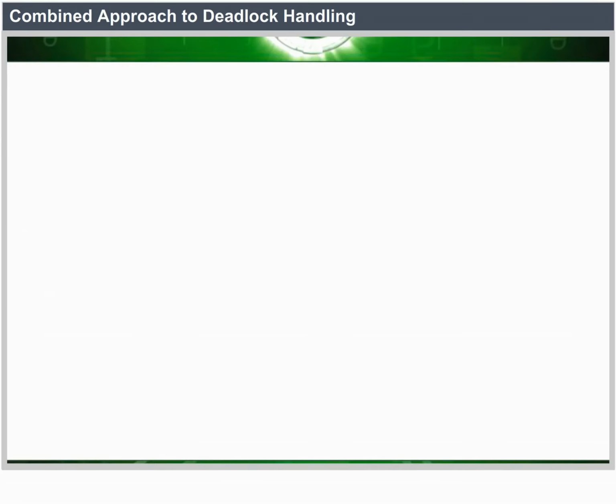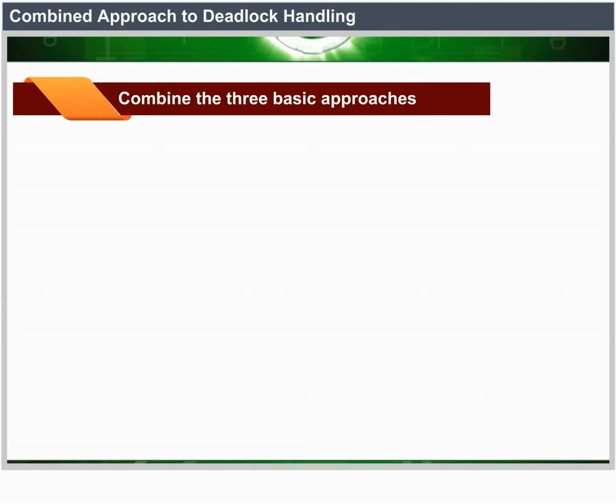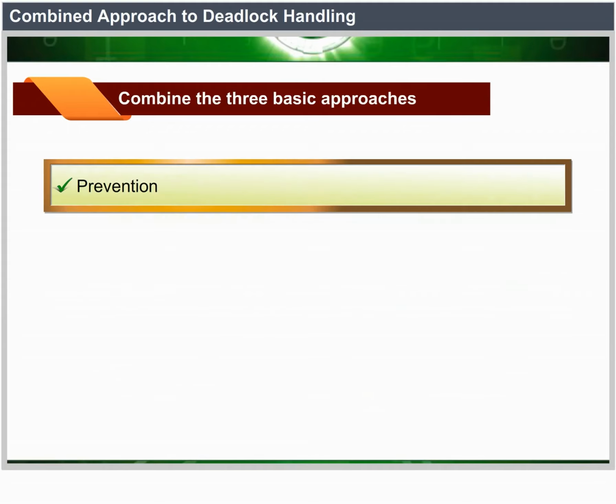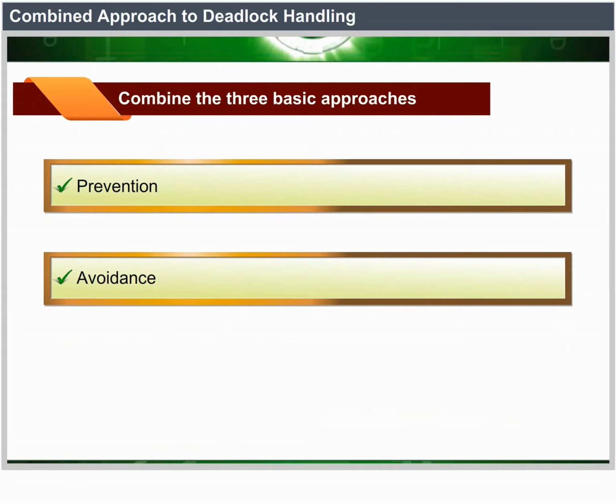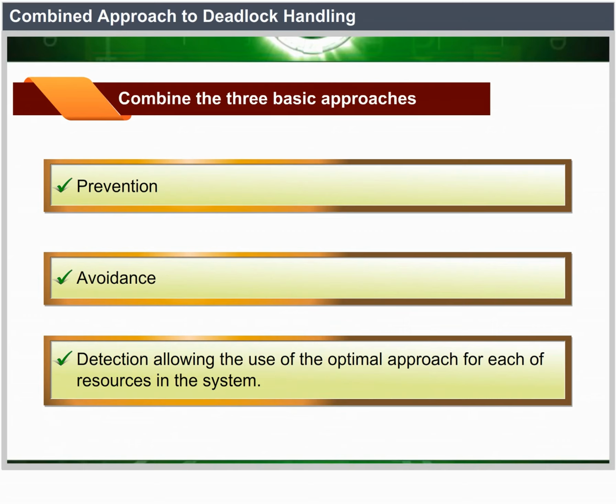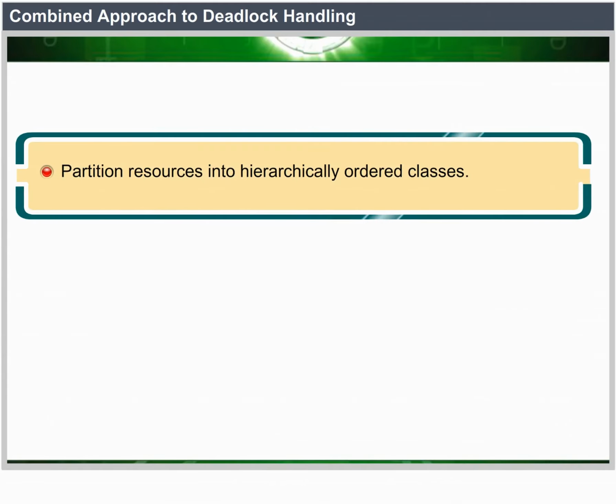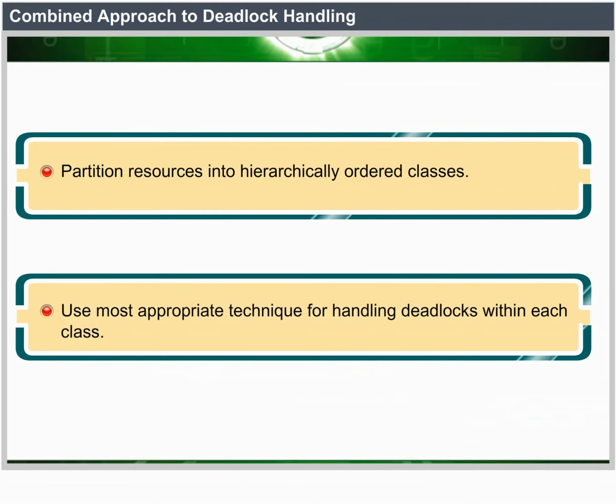Combined approach to deadlock handling. Combine the 3 basic approaches: prevention, avoidance, and detection, allowing the use of the optimal approach for each of the resources in the system. Partition resources into hierarchically ordered classes. Use the most appropriate technique for handling deadlocks within each class.